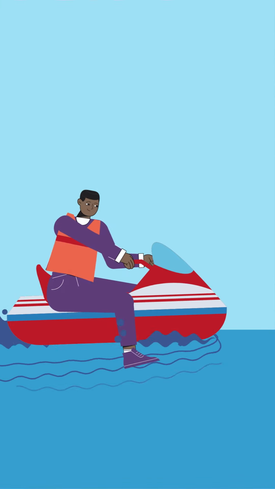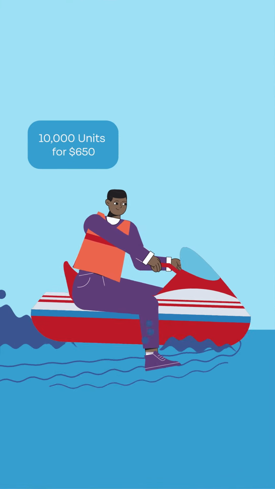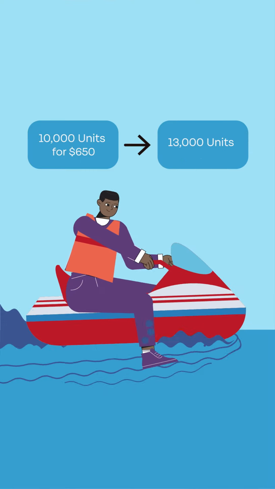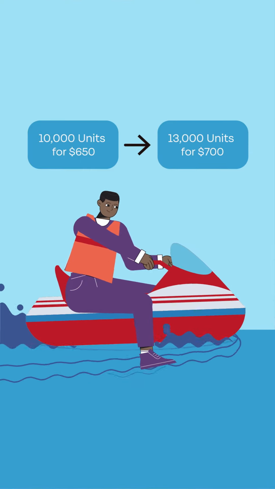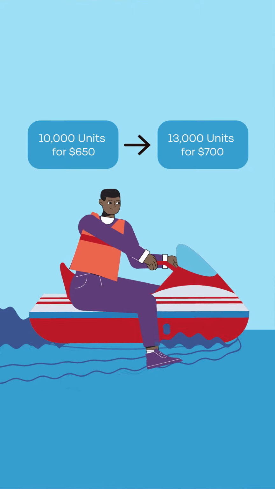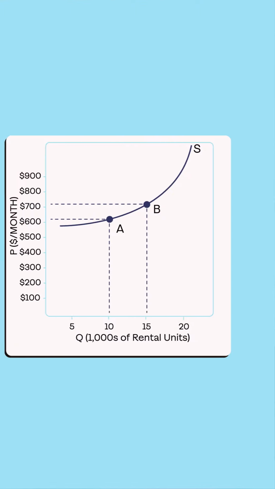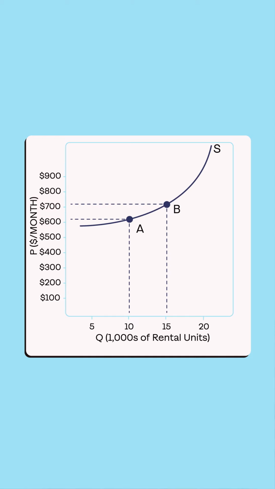Price elasticity of supply is the percent change in quantity supplied over the percent change in price, and can be found using the exact same method as demand. Let's say you are renting jet skis for $650 per month and you sent out 10,000 units. You then increase the rent of your jet skis to $700 and increase the supply to 13,000 units. $650 and 10,000 units is our point A, and $700 and 13,000 units is our point B. Let's calculate the price elasticity of supply.